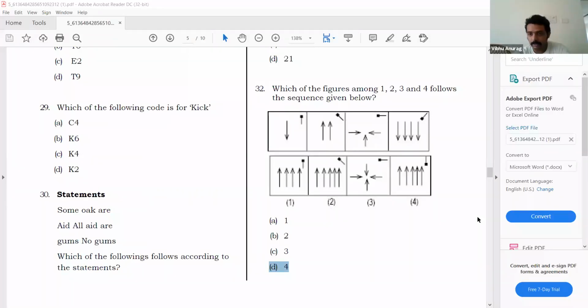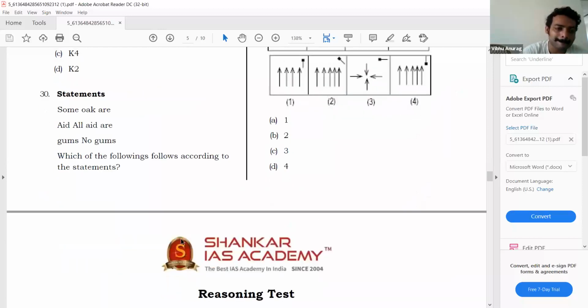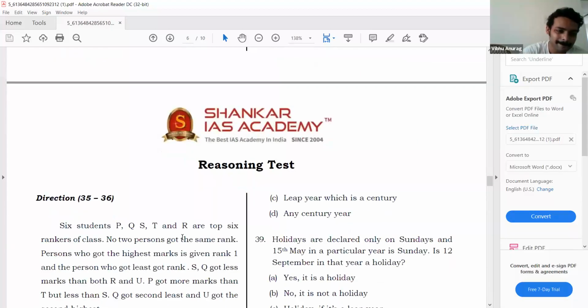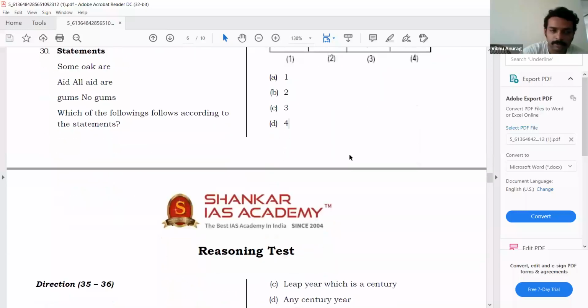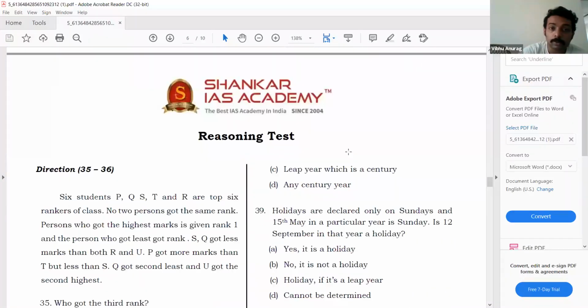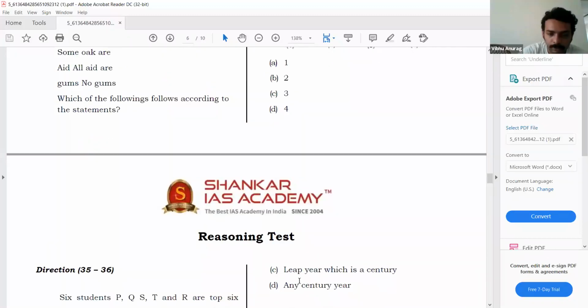Everyone got that? 5 arrows, another 45 degrees anti-clockwise, so it should be D. Okay, now we move on to 35. Questions 33 and 34 are not there, so leave them.